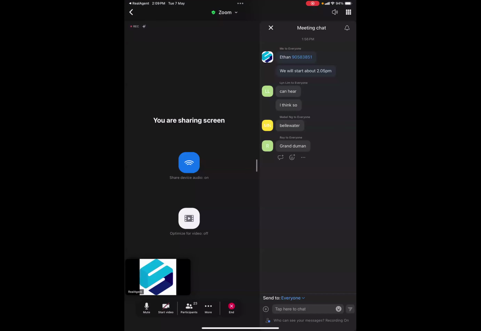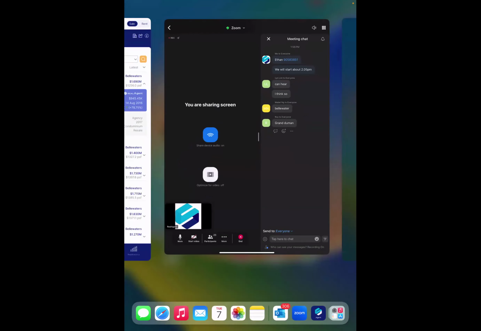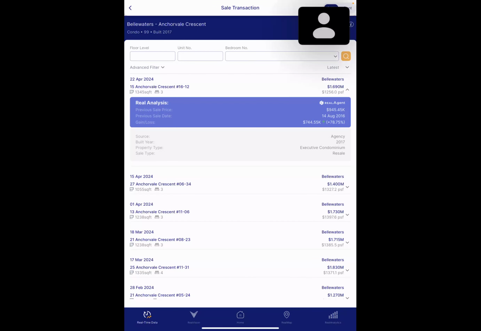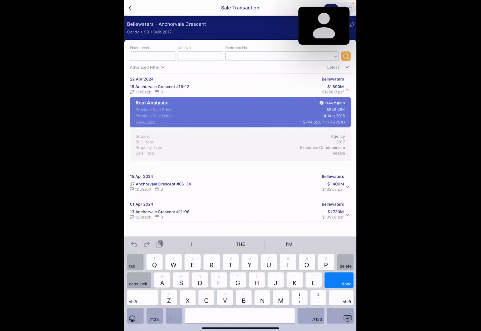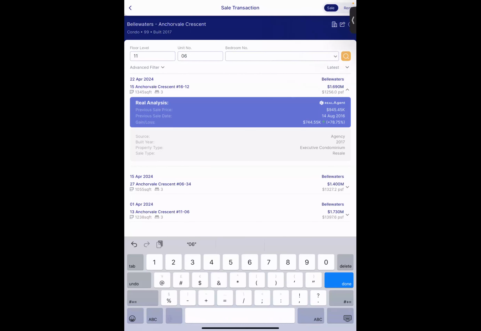There are a few more things that you can do from this page. Another thing you can do is search for the specific unit number. Take for example, let's say I'm doing 1106. My seller is selling 1106. I just want to make sure, for this unit 1106, I want to see how many transactions there were before. I just type in the unit and the floor, then I press the search magnifying glass icon, and it will show me all the transactions for that particular unit. So 1106 has 2 transactions already.